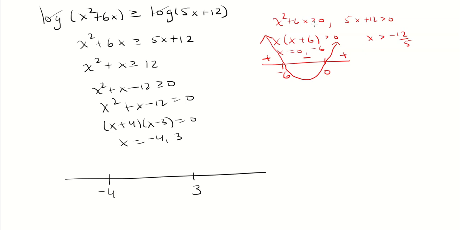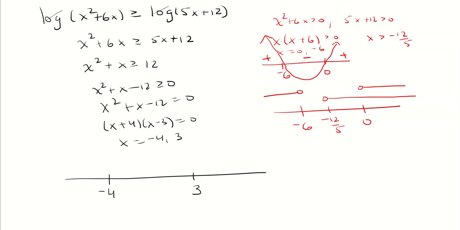So the total combined domain, the first one, it's going to be negative infinity to negative 6, and then from 0 to positive infinity. And the second one is just x greater than negative 12 fifths. We want to see where they overlap. Clearly that's going to be over here. So that's going to be x greater than 0. So we want our final answer. We want to make sure x is greater than 0.